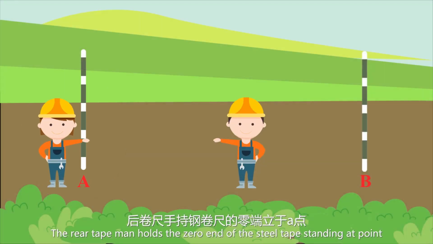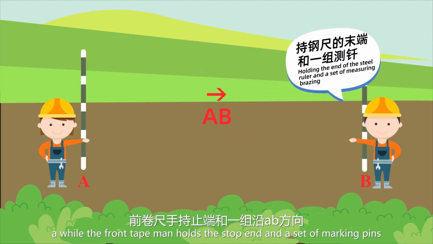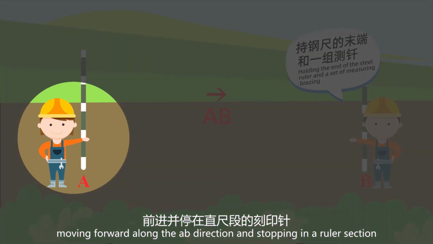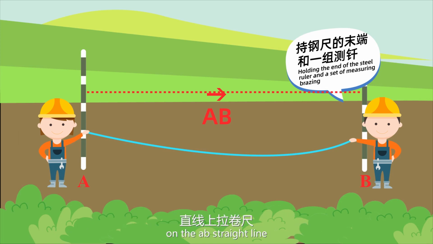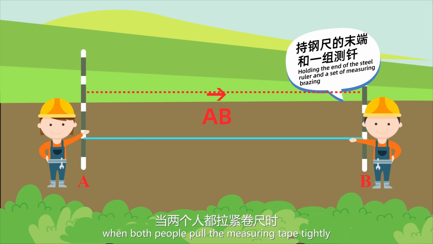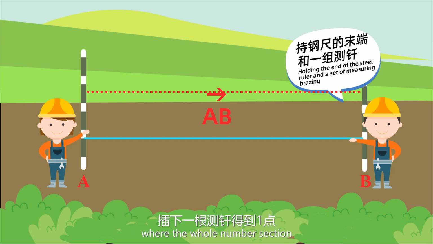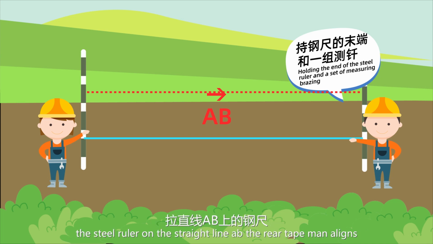The rear tape man holds the 0 end of the steel tape standing at point A, while the front tape man holds the stop end and a set of marking pins moving forward along the AB direction and stopping in a ruler section. The back person gestures to the front person to pull the measuring tape on the AB straight line. The back person aligns the 0 point of the measuring tape with point A. When both people pull the measuring tape tightly, the front person vertically inserts a marking pin at the end of the whole ruler section.